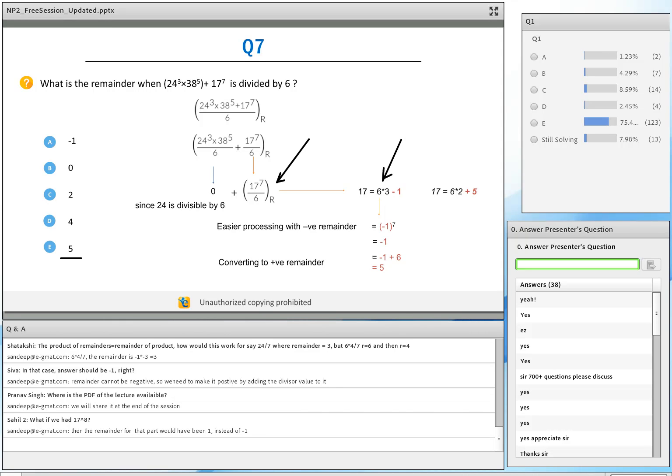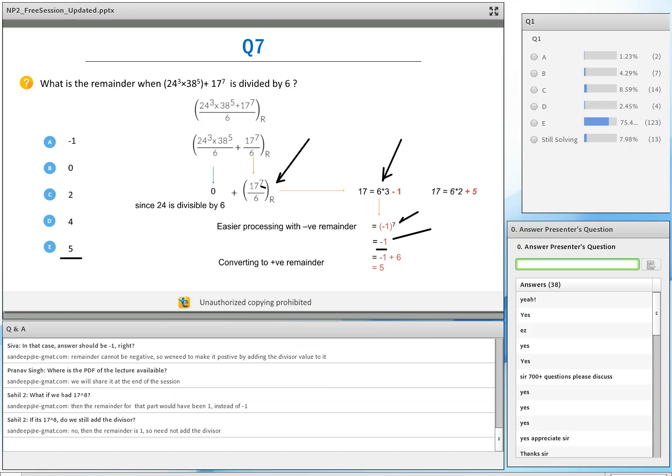Sahil says, if it's 17 to the power 8, do we still add the divisor? No, Sahil. If it's to the power 8, you don't add the divisor. Why? Because then it's a positive remainder. That's a great question, Sahil. If this power were 8 instead of 7, you would get plus 1 over here because it would be minus 1 to the power 8.